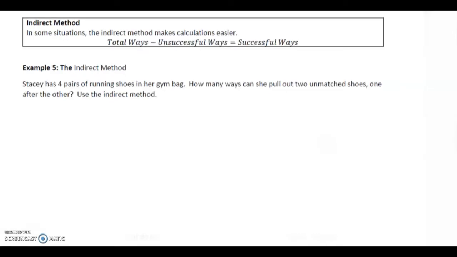Indirect method. In some situations, the indirect method makes calculations easier. So what we would do is take a look at what we're actually looking for, which would be the successful ways. You can make a note of that: what we are looking for.